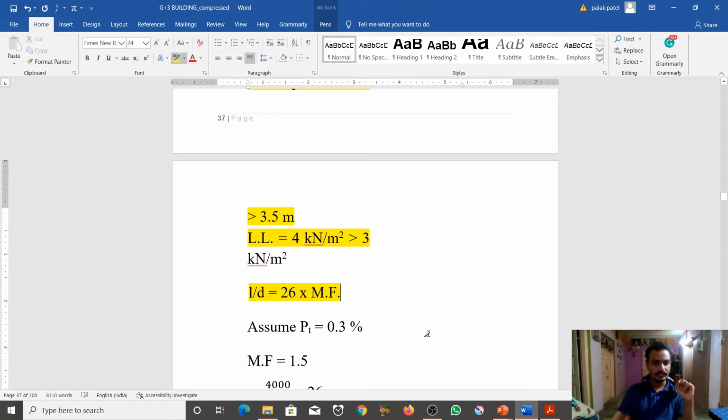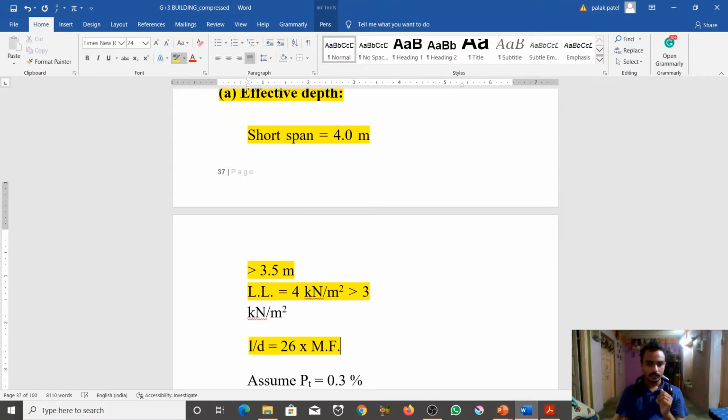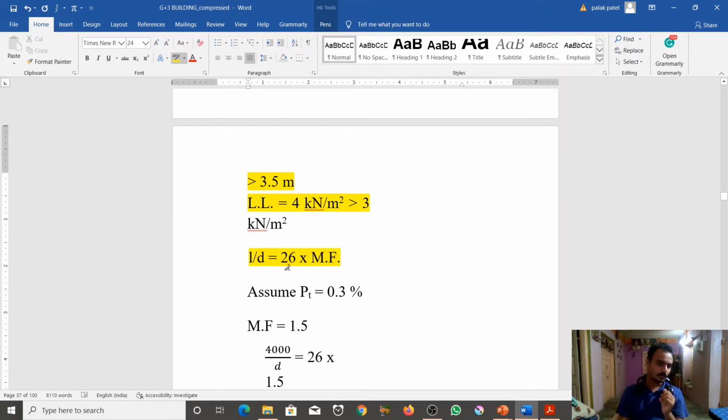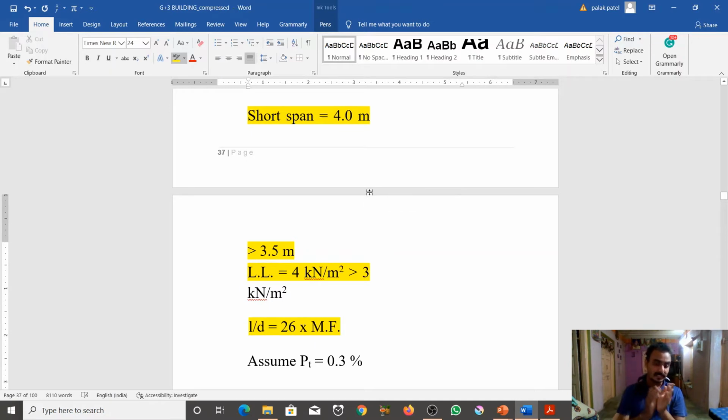So in this condition we have to follow this effective depth ratio: L by d is equal to 26 into MF. These are both conditions: short span is greater than 3.5 and live load is greater than 3. If these two conditions are fulfilled, we follow this ratio, length by depth equal to 26 into MF. If the condition is not fulfilled, meaning the shorter span is less than 3.5 or live load is less than 3, then we multiply 26 into MF by 0.8.